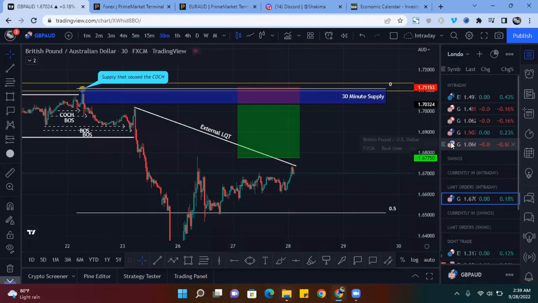So that's pretty much it for how I trade. I trade change of character, break of structure, with context from my higher time frame point of interest, which, as you can see, is pretty effective.